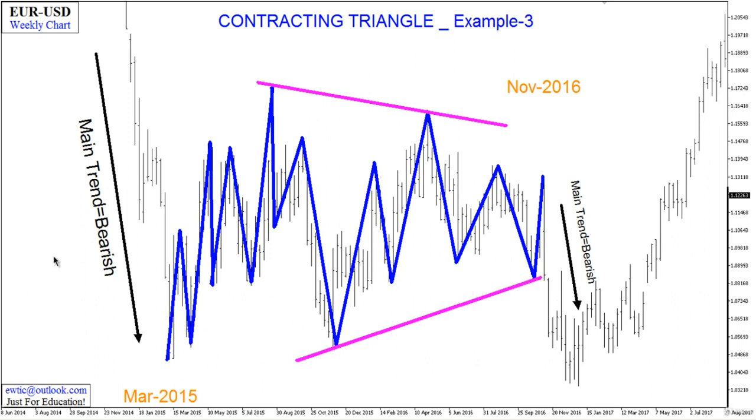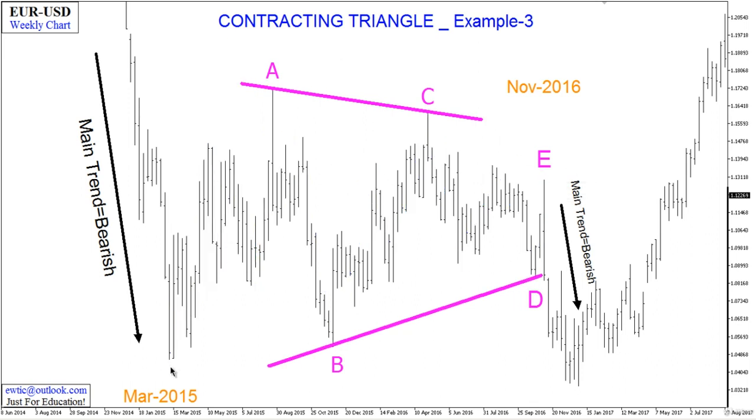Let's label them. All right, these are the labels: wave A, B, C, D, E. Wave E, as I said, sometimes takes the form of a very sharp spike. A similar situation is here in the price chart of Euro USD. This wave E was very sharp. I am removing the lines here. All right, so this is wave A, B, C, D, and E, right?